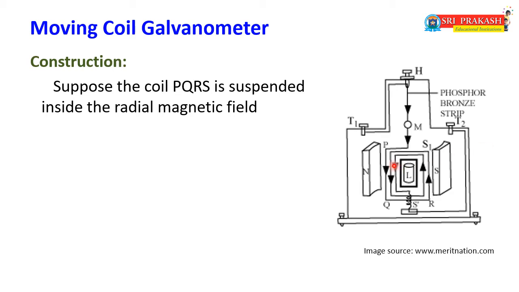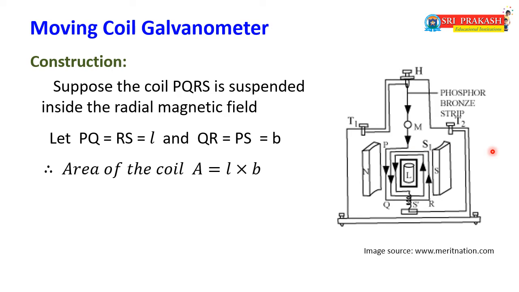Now suppose PQRS is the coil suspended inside the radial magnetic field. PQ and RS are both equal, with length L, and QR and PS are also equal, with width B. Then we can say the area of the coil, capital A, equals L into B.